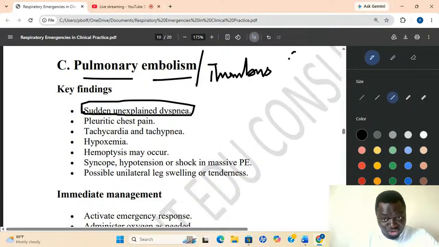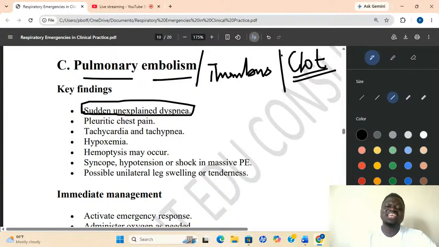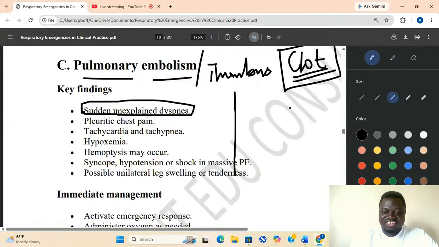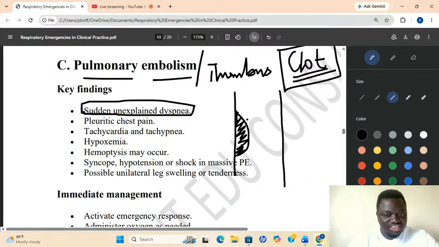It is one thing, clot. In layman's language, we call it clot. Okay. Clot. Yes. A thrombus is a clot. If this is the circulatory system, a thrombus is a clot that is stuck at one place like this. Okay. It is stuck at one place, it does not move. That is what we call a thrombus.